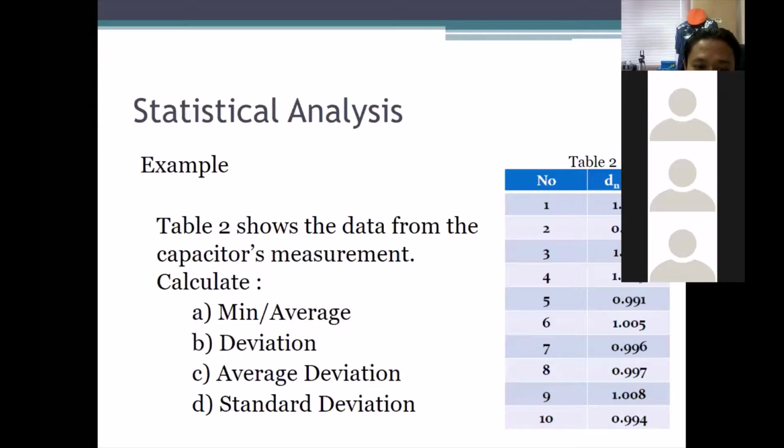And then the standard deviation, that means the square root of d1 power of 2 plus d2 power of 2 plus d3 power of 2 plus until d5 power of 2, divided by n, which is 5, minus 1 will be 4. This is called the standard deviation. Okay, so you can try this again, and we can proceed to next.